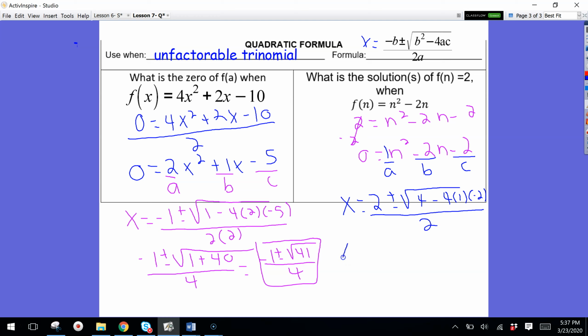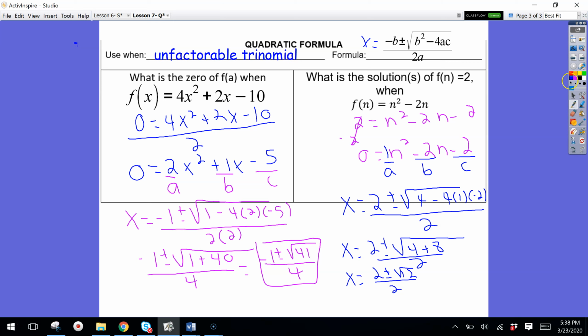And so now let's continue computing this. Inside of my square root, I'm going to have 4 minus 4 times 1 is negative 4, times negative 2 is positive 8, over 2. And so your answer here would be x is equal to 2 plus and minus the square root of 12, all over 2. Now, this here is going to simplify a lot. First of all, we can simplify this square root here. So remember, the perfect square 4 goes into 12. And so we're going to simplify that into 2 plus the square root of 4, which is 2, times the square root of 3, all over 2.